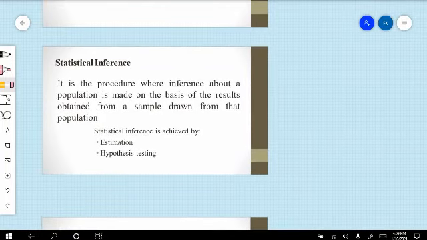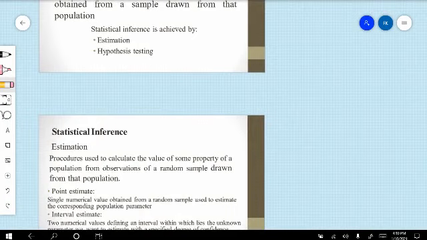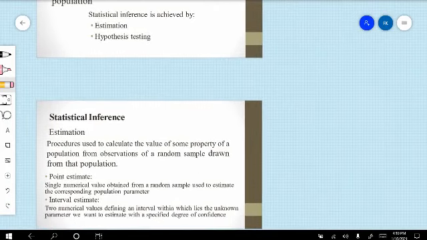Statistical inference. What do we mean by inference? Statistical inference is a procedure where inference about population is made on the basis of the result obtained from sample drawn from that population. So we reach conclusion about the population by studying the data of the sample. This sample is drawn already from the population. Statistical inference is achieved by estimation or hypothesis testing. So there are two ways to do statistical inference, either estimation or hypothesis testing.